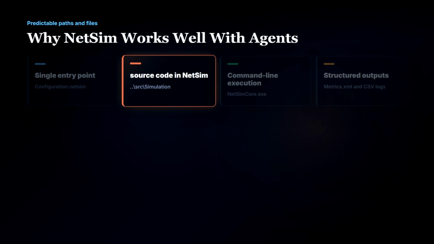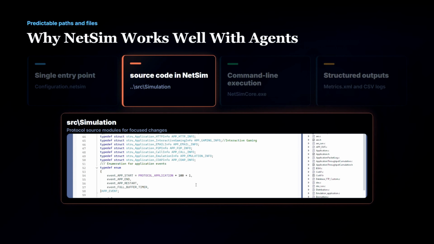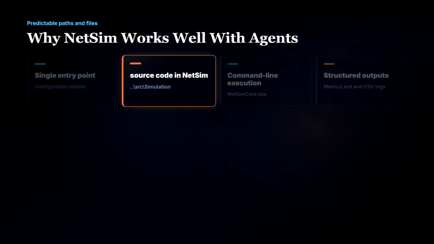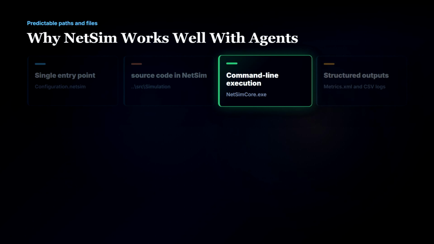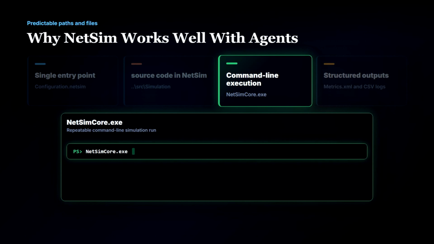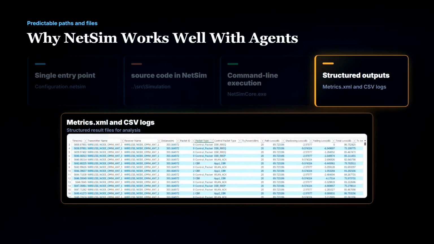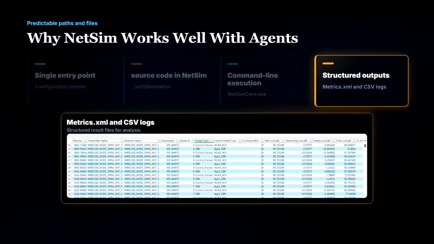Next, source code additions keep protocol logic under SRC simulation, where an agent can inspect or modify one module at a time. Simulations can then run from the command line with netsim core.exe. The command gives the experiment path and license server, so the run can be repeated. After the run, metrics.xml and CSV logs provide results in files the agent can parse.